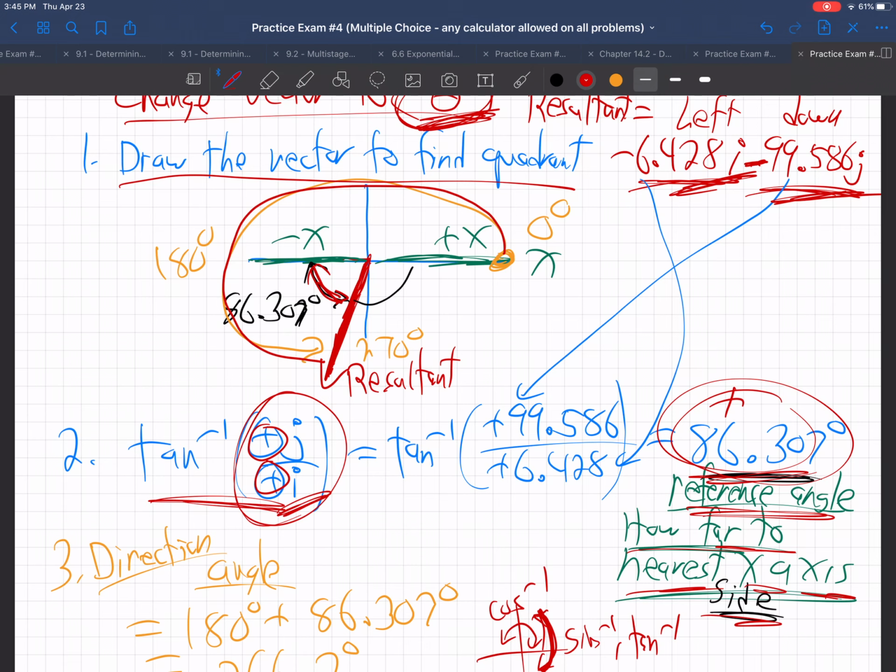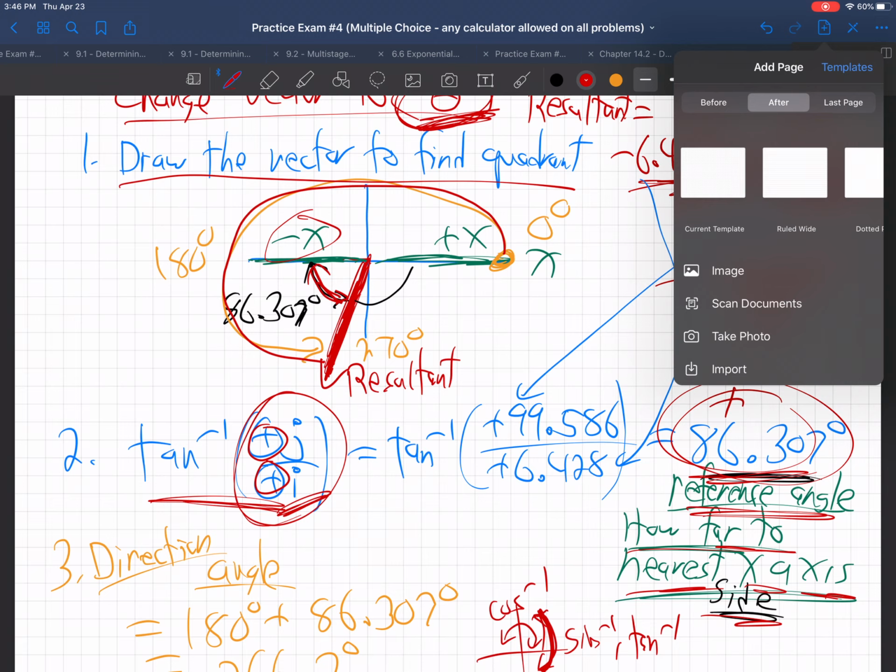You might wonder, what do you mean by nearest side? Well, if the vector was over here, for example, then the positive x-axis would be the nearest side, wouldn't it? So it just depends where the vector is. Our vector was on the left, so it's closer to the negative side of the x-axis. That's how we do that. You gotta practice that way.